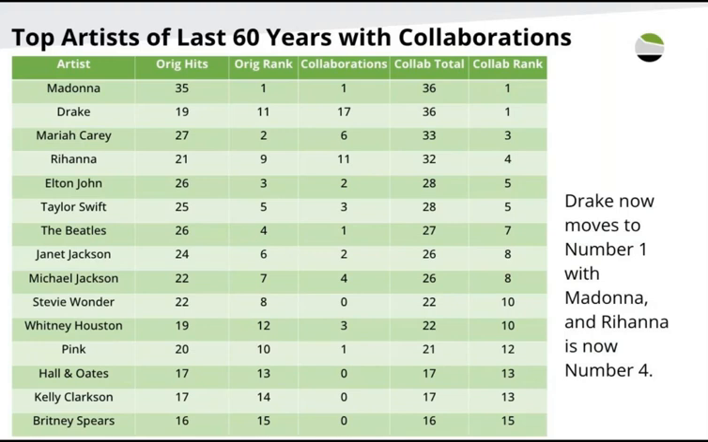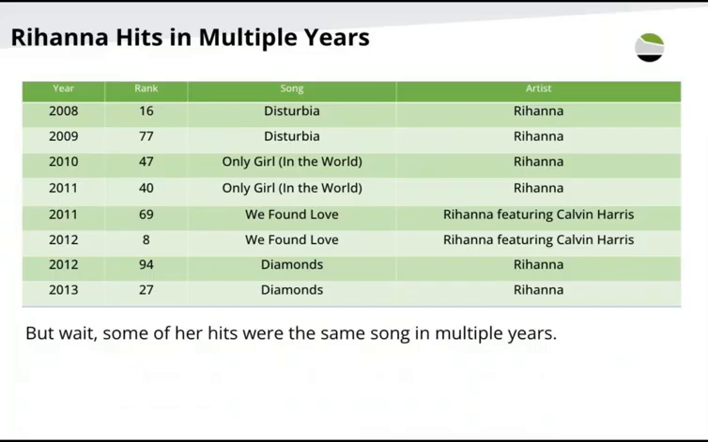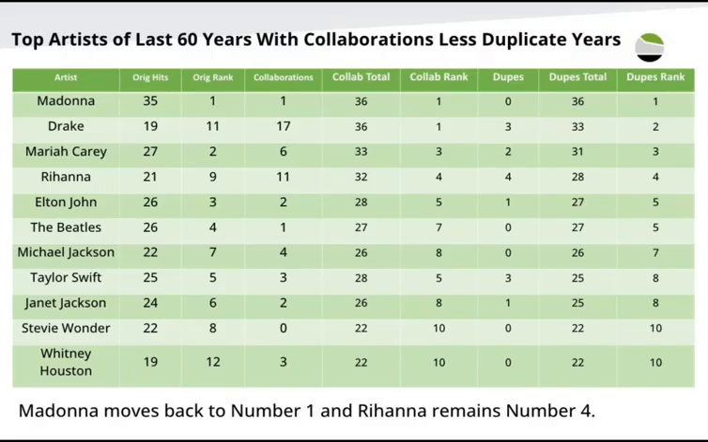So now I have to invite Drake up to the stage. So now we've got Drake and Madonna up there, and Rihanna is still not satisfied because she's saying, look, there's songs that were hits in more than 1 year. I know Drake also has some hits that are in more than 1 year. So does Disturbia again count as 2 hits or 1 hit? So now I got to go and dedupe the data and I come up with another list.